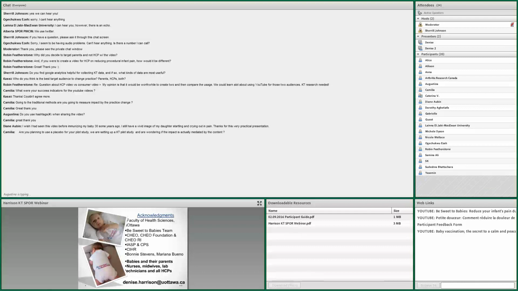Okay, Camilla, you're planning to use a placebo. So this isn't such a placebo in an RCT. They either get to see the video or they don't. And in terms of getting consent, the way we've worded it is this project is aimed to investigate the way we care for babies during newborn screening. And so you're saying if the impact is actually mediated by the content. And I think you mean the content of the video.